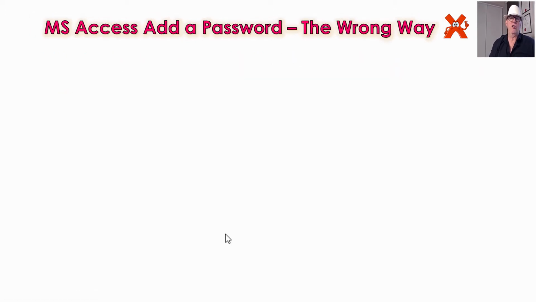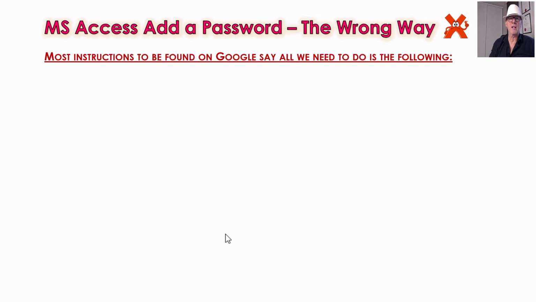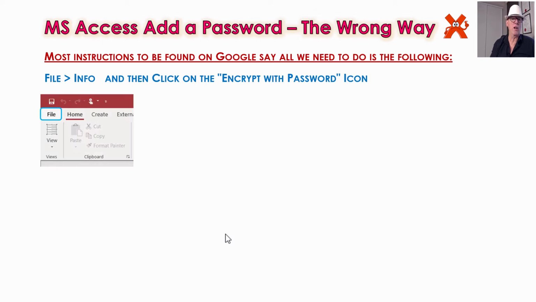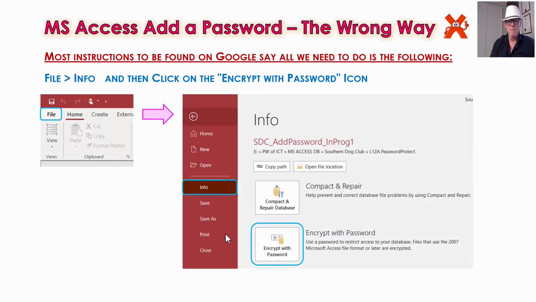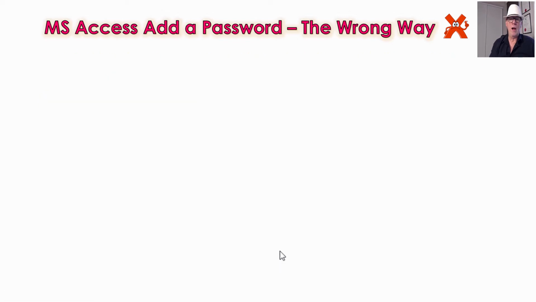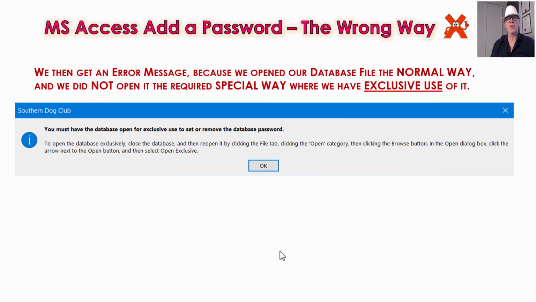All right, now as we showed you, there's a wrong way to try and add the password. Most things on Google make out like it's really easy. All you got to do is File, Info, and Encrypt with Password, okay? Which we tried out, and when you click that File up on the ribbon, click on Info and click on the Encrypt with Password icon, what happens is you just get that error message because we have to open the database a special way before we can put a password on.